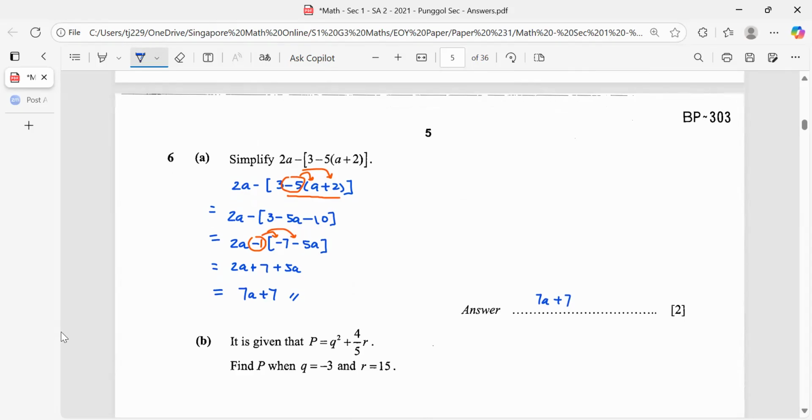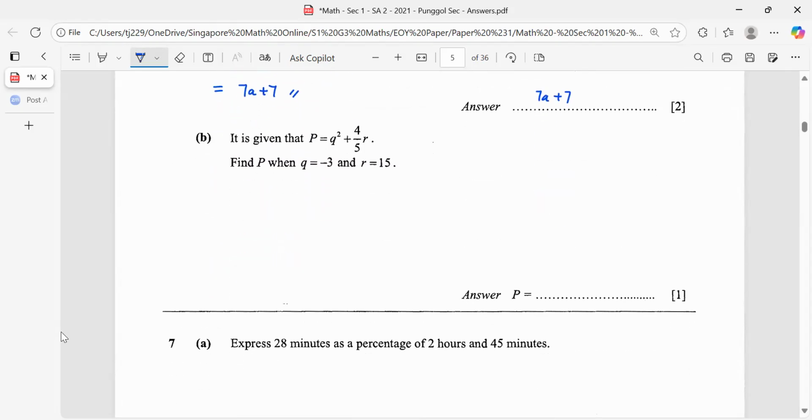All right. Next question. It is given that P equals Q squared plus 4 out of 5R. Find P given that Q is -3 and R is 15. So let's sub these values into the equation. And every time we substitute a value into the unknown, into the variable, we will bracket it.